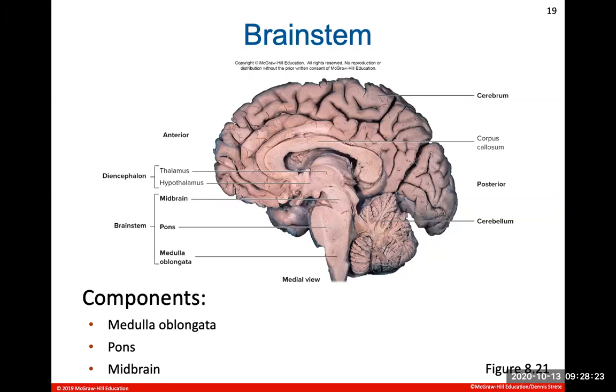Then we'll talk about the brain stem, which is the area leading up to the brain. The components of the brainstem are the medulla oblongata, which will connect directly to the spinal cord, the pons, which is this enlarged area in the middle, and then the midbrain, which is the area above the pons that will be connected directly to the brain.